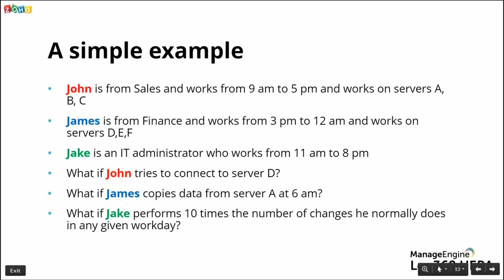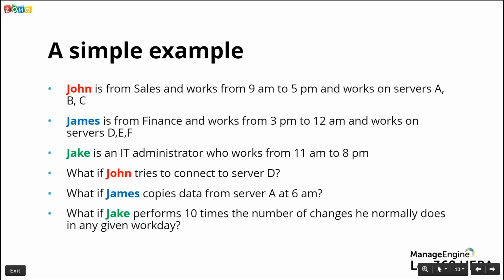So now, what if John tries to connect to server D? Right? So John normally works on A, B, C. Why is he connecting to server D? It could be something legitimate. I'm not saying that it has to be an attack, but you can see that this is an anomaly, and that is what a UEBA can help you track, and it will raise the risk score of John.